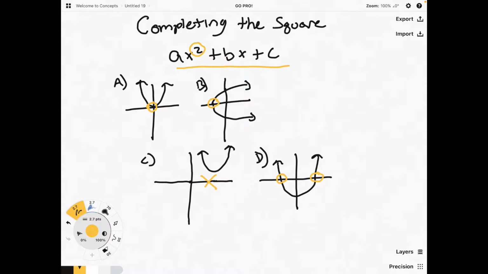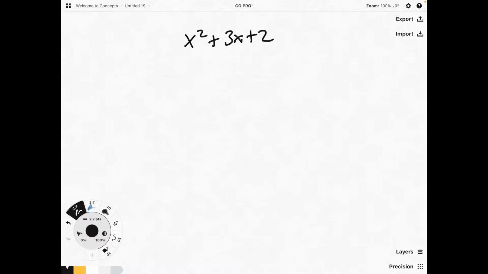Let's look at an example where we're trying to solve for x of a quadratic equation. Looking at our quadratic equation, we have x squared plus 3x plus 2. And this follows the form ax squared plus bx plus c, where in this case a is equal to 1, b is equal to 3, and c is equal to 2. So because we are in this form, we do know that this is a quadratic equation.